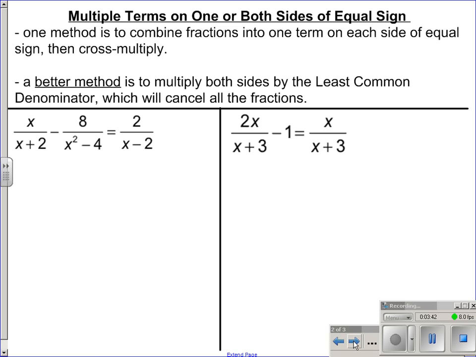Okay, so now, still dealing with equations. The other type of problem is when you have multiple terms on one side of that equal sign, or maybe both sides.